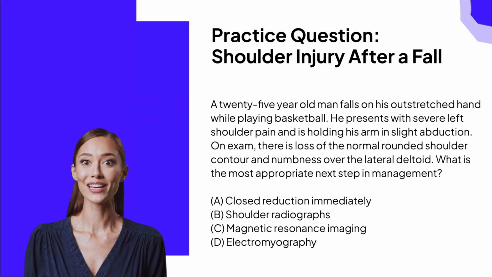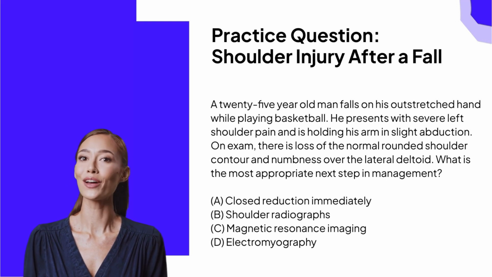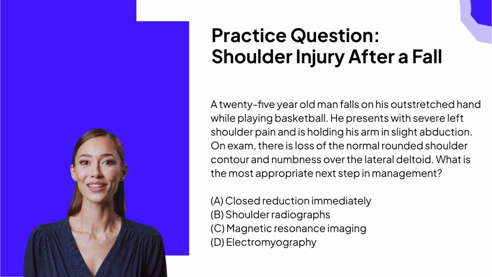Here is our second practice question. A 25-year-old man falls on his outstretched hand during basketball. He has severe shoulder pain, his arm is held in slight abduction, the shoulder has lost its normal rounded contour, and he has numbness over the lateral deltoid. That numbness over the deltoid is a critical clue because it tells you the axillary nerve may be involved. Think about what the most appropriate next step should be before we go to the answer walkthrough.